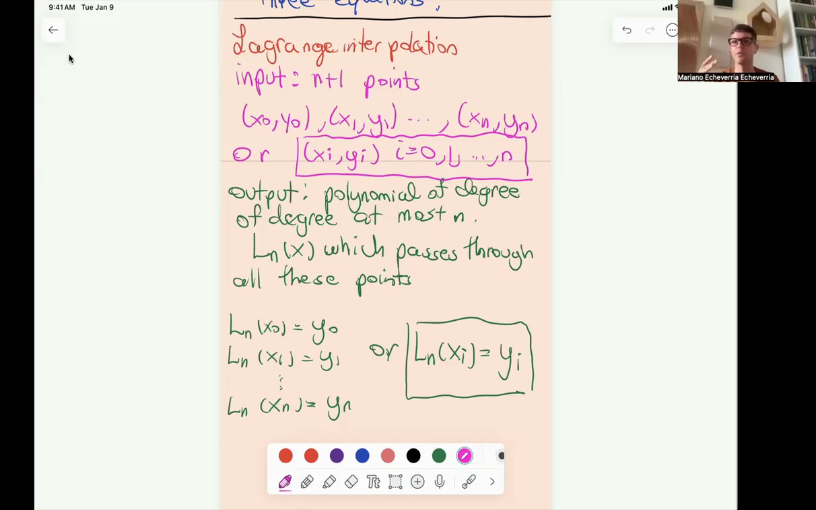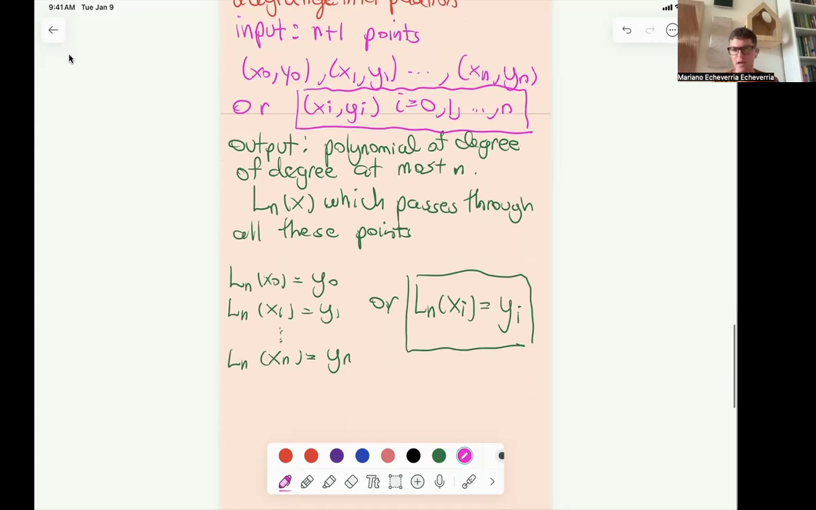Okay, so the main idea. Let me write down the main idea. The main idea is to solve this. You do what I mentioned at the beginning: for each point, you find a polynomial that passes through that point. But the way we will set it up is a little bit different. For each point, I'll find a polynomial that is one at the x value, and then we will rescale it with the y value to have that property.